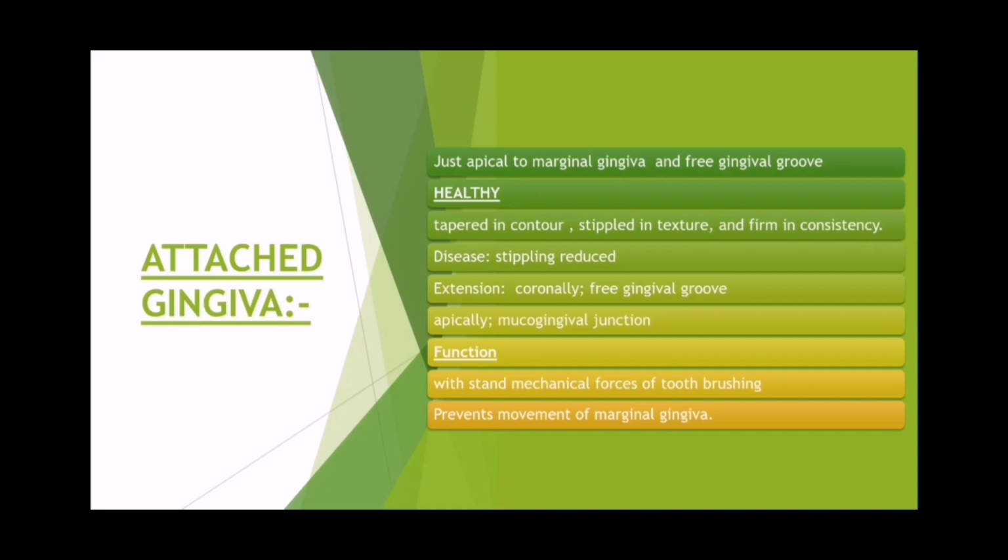The healthy features of the attached gingiva are a tapered contour and stippling in nature. Stippling means an orange-peel appearance. There are small grooves on the surface, and this texture is called stippling. For consistency, in disease, stippling is reduced. It extends coronally to the free gingival groove and apically to the mucogingival junction.